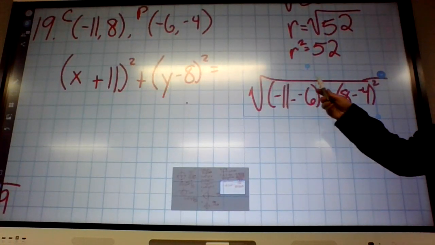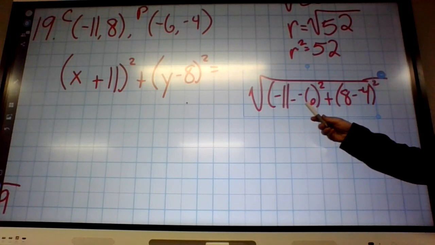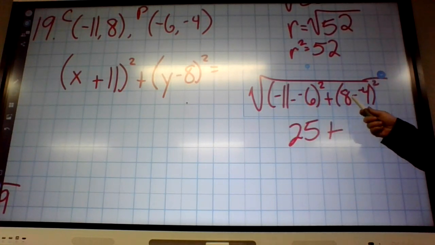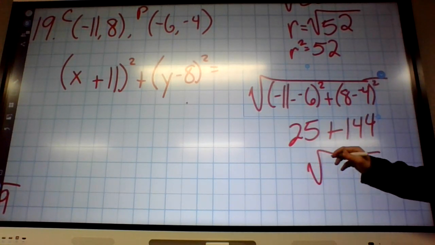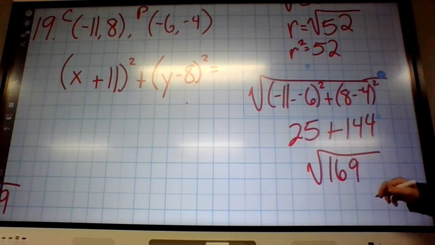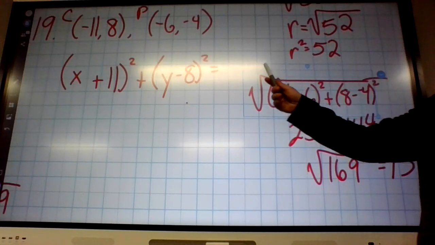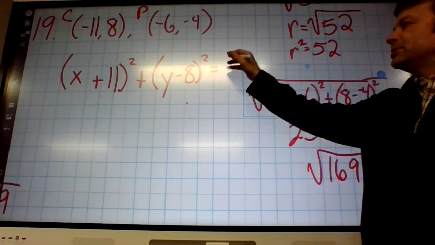So this would actually be negative 11 plus 5, that is negative 6... negative 5, squared is 25. 8 minus negative 4 is 12, squared is 144. And they add up to 169. That actually has a square root of 13, but what am I going to put right here? 169.